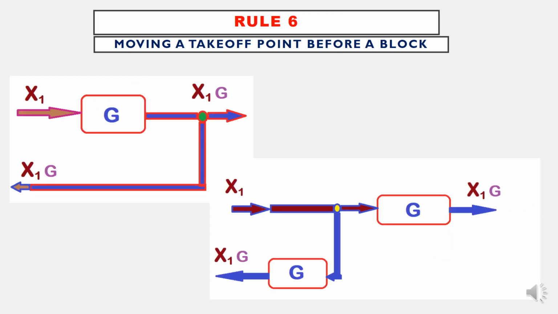What is rule number 6? Moving a takeoff point before a block. See, the signal X1 is multiplied with G. Here X1 into G, the same X1 into G. Here X1, X1 into G, the G. Here also X1 into G.